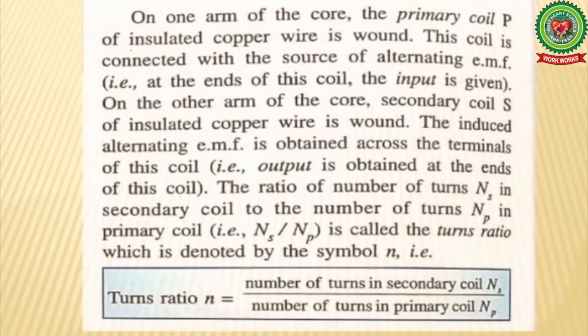Before starting the numericals, let us discuss some formulae which are important. The first is turns ratio, n. Turns ratio n is equal to the ratio of number of turns in secondary coil, Ns, and number of turns in primary coil, Np. The turn ratio is defined as the ratio of number of turns Ns in secondary coil to the number of turns Np in the primary coil. Turn ratio is denoted by the symbol small n.